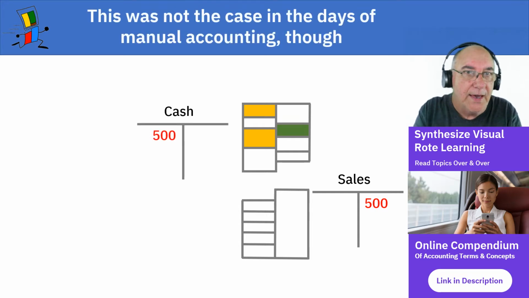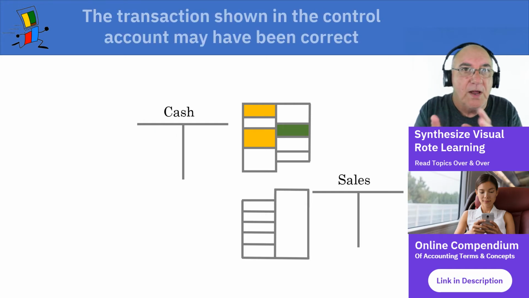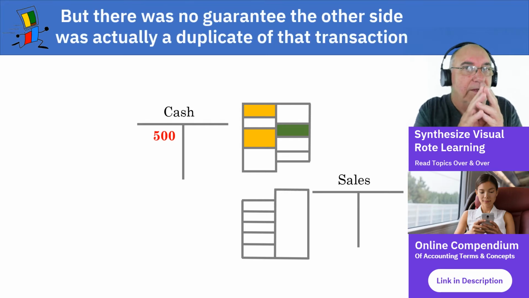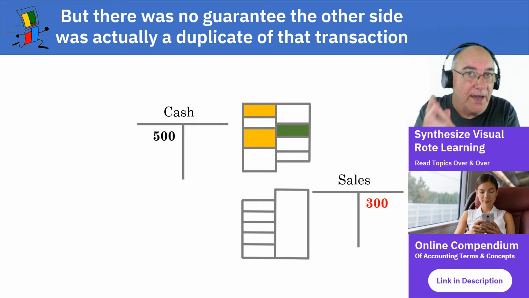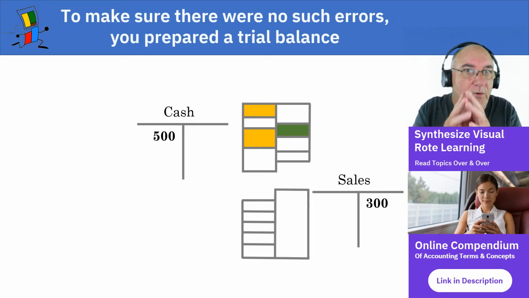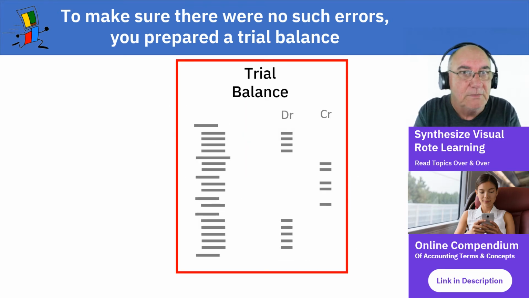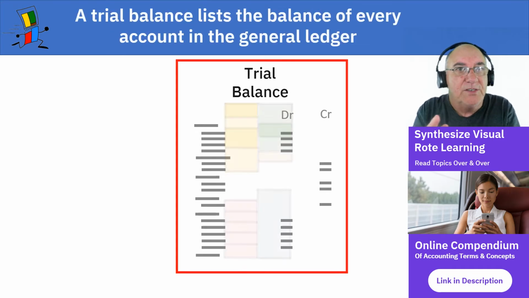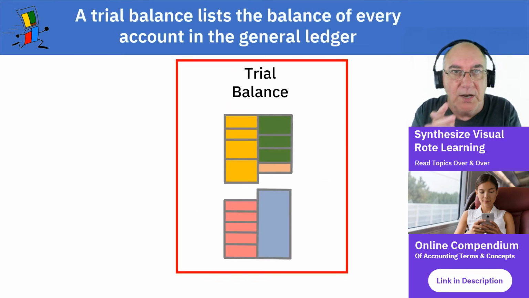This was not the case in the days of manual accounting, though. The transaction shown in the control account may have been correct, but there was no guarantee the other side was actually a duplicate of that transaction. To make sure there were no such errors, you prepared a trial balance. A trial balance lists the balances of each account in the general ledger.